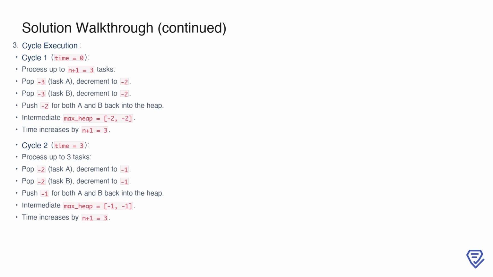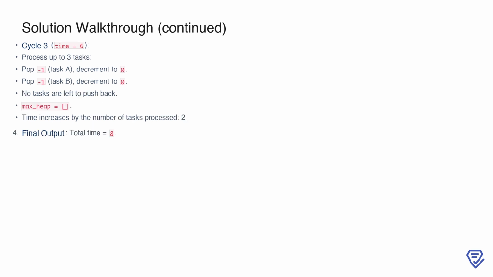In cycle 2, at time equals 3, we again process up to 3 tasks. We pop -2 for task A, decrementing it to -1, then pop -2 for task B, decrementing it to -1. Both are pushed back into the heap as -1 each, resulting in max_heap equals [-1, -1]. This cycle also takes another 3 units of time.